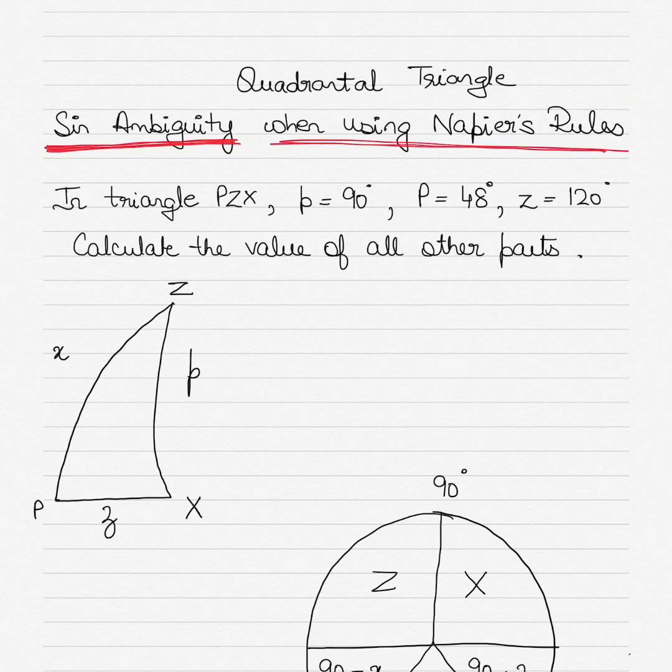This question will also involve a quadrantal spherical triangle. So a quadrantal spherical triangle is one in which the side of a triangle is equal to 90 degrees. Not an angle, but a side of a triangle is equal to 90 degrees. So let's get started with the question, and in the middle of the question you will see the sign ambiguity will occur, and at that point of time I'll show you how to resolve it.